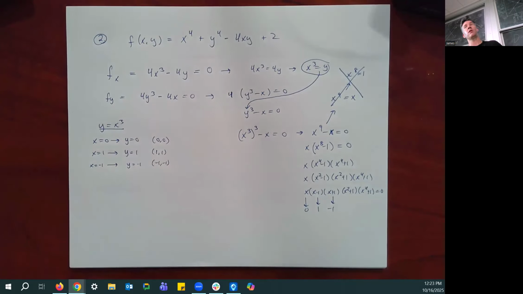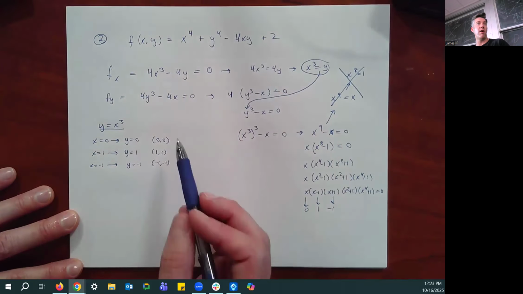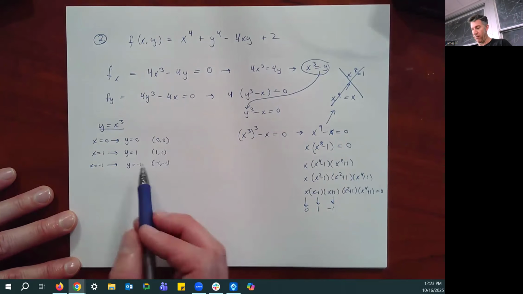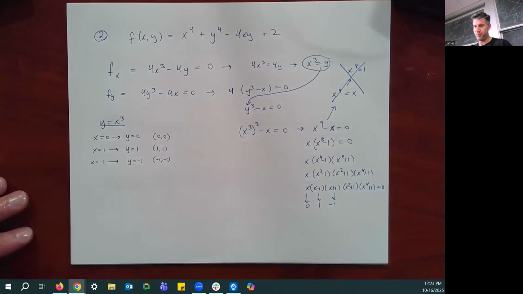Notice the thing I said was going to happen happened, right? We see that for this equation, which is symmetrical in x and y, all of our critical points have the same x and y value. We don't have any of the other type.